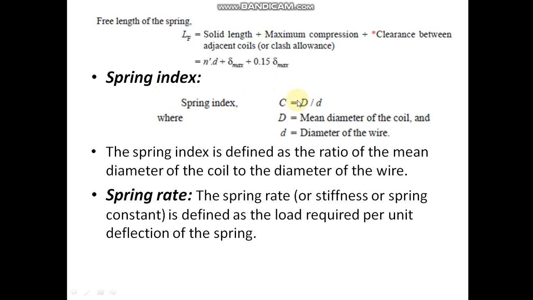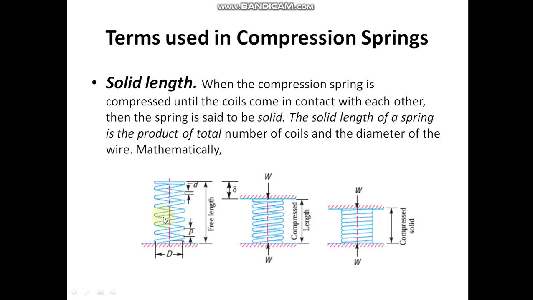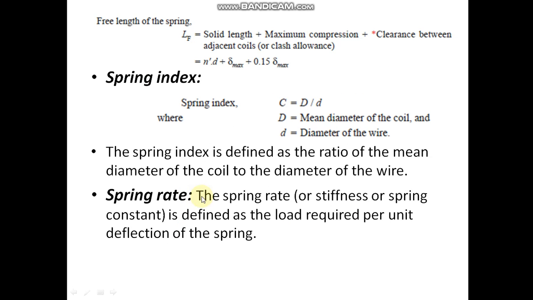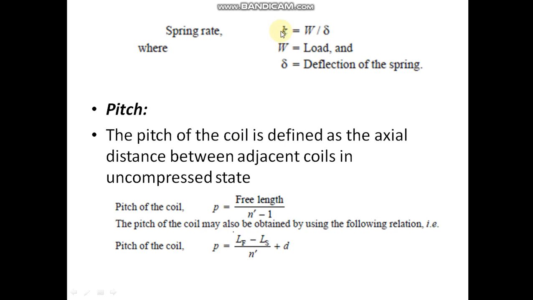Spring index is D by d, written as capital C. Capital D is the mean diameter of the coil and small d is the diameter of the wire. Spring rate or stiffness is defined as the load per unit deflection. So K is written as load per unit deflection, W by delta. Rest of the things we will discuss in the next video. Thank you.